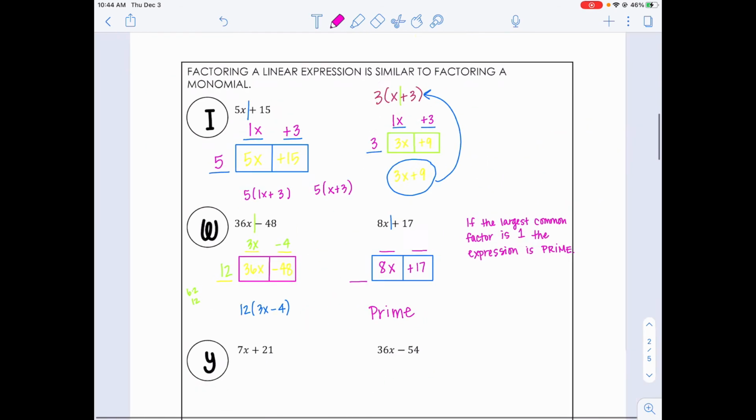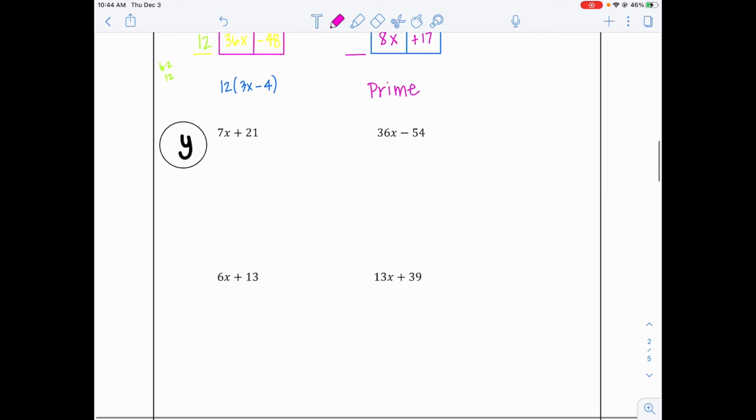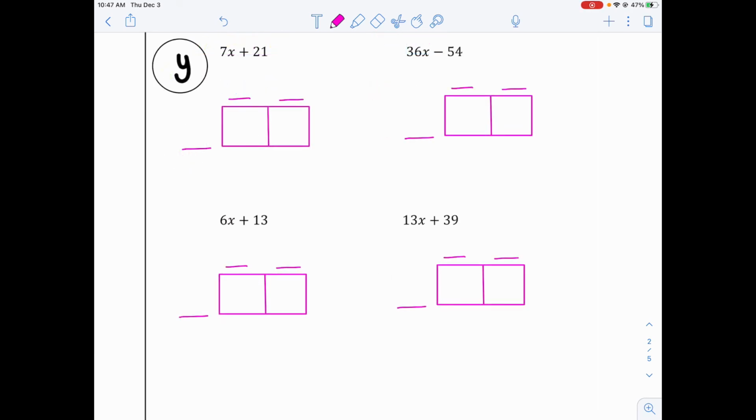There are 4 problems underneath. Go ahead and try those 4 problems on your own. Pause the video, work through them. When you're done, unpause the video and check your answers with mine. All right, now that you've had a chance to go over it, we're going to go over it together.